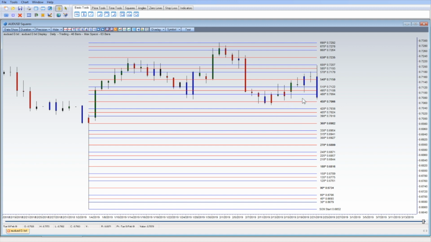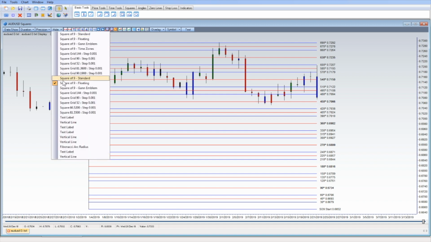Using our other square of 9, you can see that there's the 450 degree, which is at 70.66. Same thing right here. And if that can't hold, then that's 70.38, which is at the 420 degree right here. And you can see that right here, when it hit the 3 up here, which is at 600 degree, it found resistance at that 72.04 or 72.07, and then just shot down.